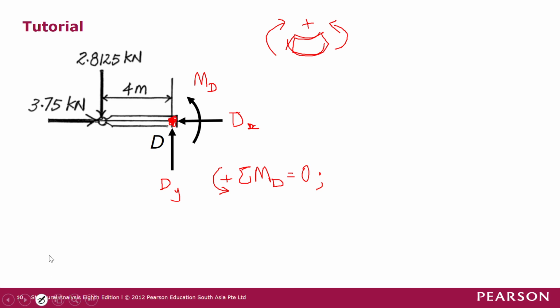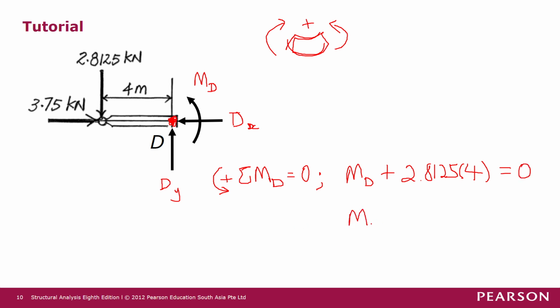So we have MD, which we assume to be anti-clockwise, so it's positive, right? And then we have another force that has a moment arm to point D, which is this 2.8125 kilonewton force, and this force will produce an anti-clockwise moment about point D as well. Anti-clockwise moment is positive following the sign convention that we set up just now. So this is 2.8125 kilonewton times a moment arm of 4 meters. There is no other moment, so we set this equal to 0.